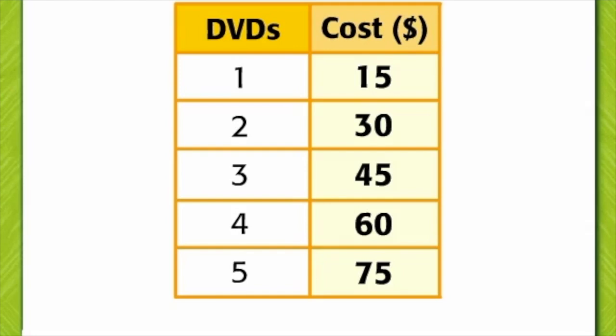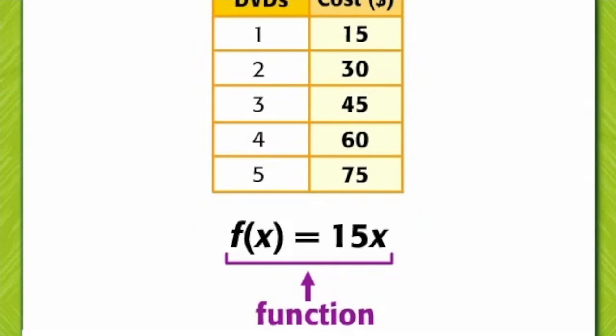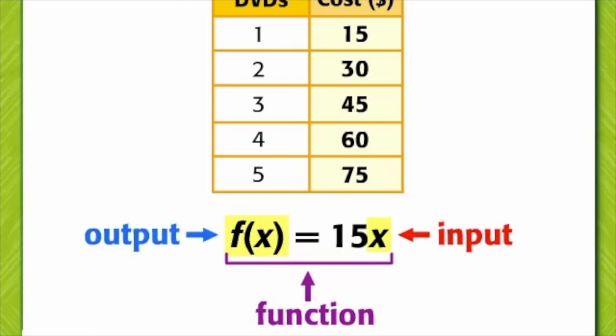We can see from the table that the total cost depends on, or is a function of, the number of DVDs purchased. A relationship that assigns exactly one output value for each input value is called a function. Functions are often written as equations. The input x is any real number. F parentheses x is read "the function of x," or more simply, "f of x." It is the output. In this case, we say f of x is equal to 15x.